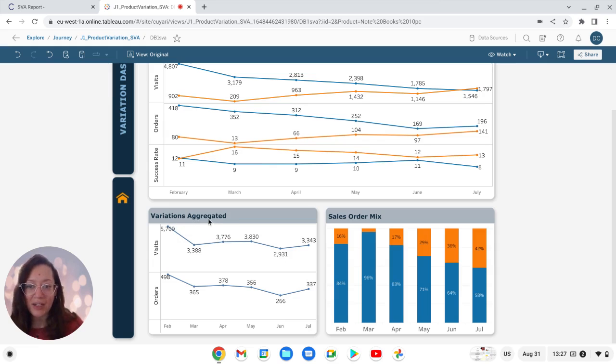Variations aggregated shows the total number of visits for the items that I chose, as well as the total order numbers, going back 6 months. Sales orders mix shows me the percentage orders on both variations. Here, I can see that on a month-to-month basis, this item, which is the chalk, has gradually been increasing in popularity from month to month when compared to its variation.